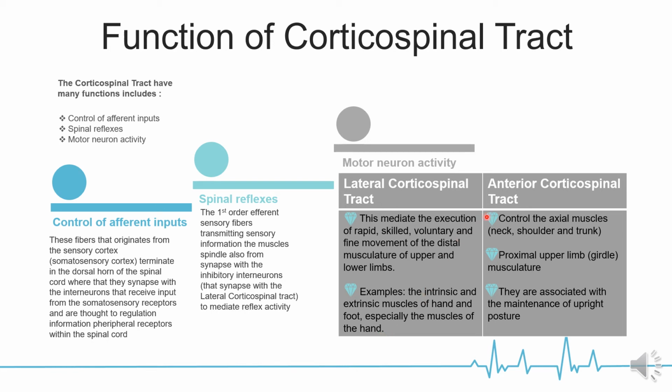The anterior part controls the axial muscles, which are the neck, shoulder, and trunk, the proximal upper limb, and the girdle musculature, and they are associated with the maintenance of upright posture. So each of them has its specialty, its own function.